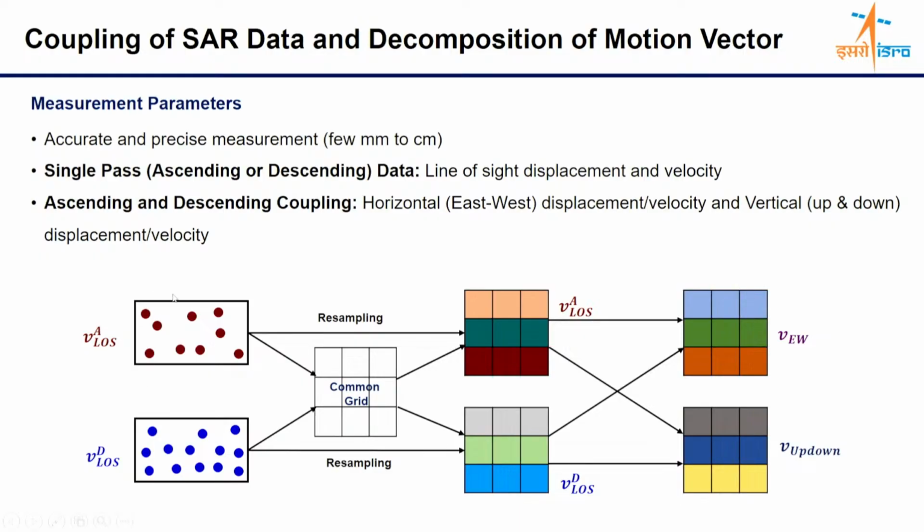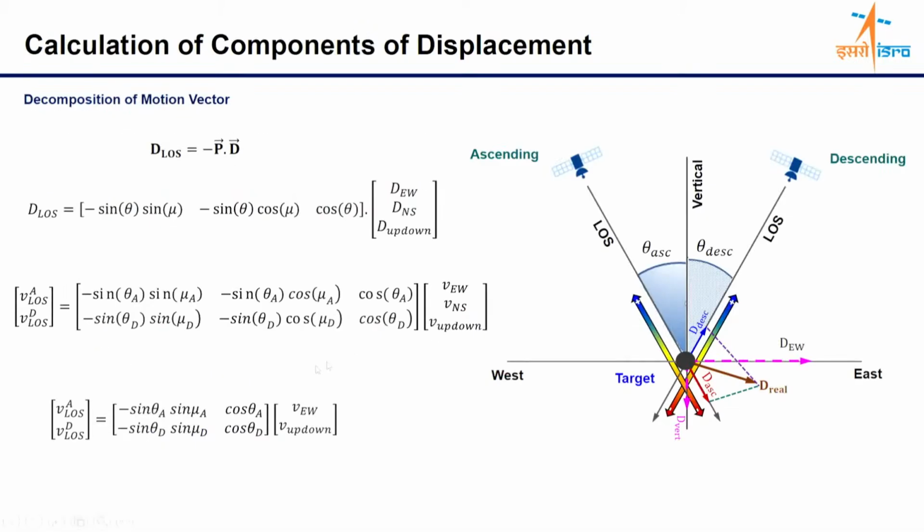So what we can do is apply some resampling techniques. We assume some common grid, and over this common grid, using these distributions, we fill the value over each and every pixel. By filling each and every pixel, we get this type of information. These are the line of sight velocities from the ascending pass over different pixels, and if the same grid is resampled using this data, we get this type of information, over each and every pixel. Now we can apply those equations. Which equations? The previous two equations.